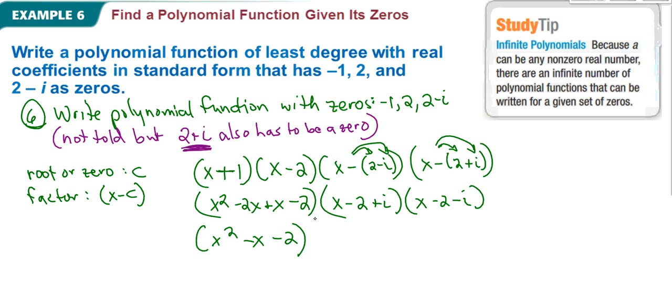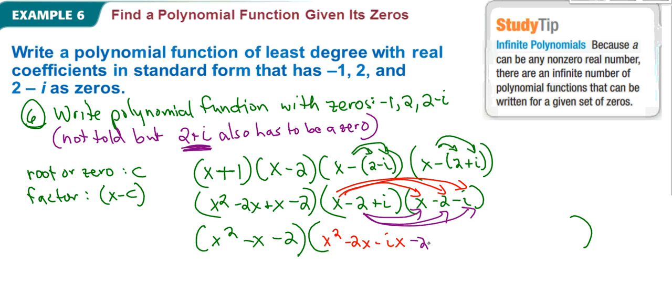Now, on this second one, this is going to be kind of a long thing. I'm going to take x times each of those to get the first term. So I'm going to get x squared minus 2x minus ix. And then I'm going to take -2 times each of these, and that's going to give me minus 2x and plus 4 and plus 2i. And then I'm going to take i times each of these, and I'm going to get plus ix, and then minus 2i, and then minus i squared.